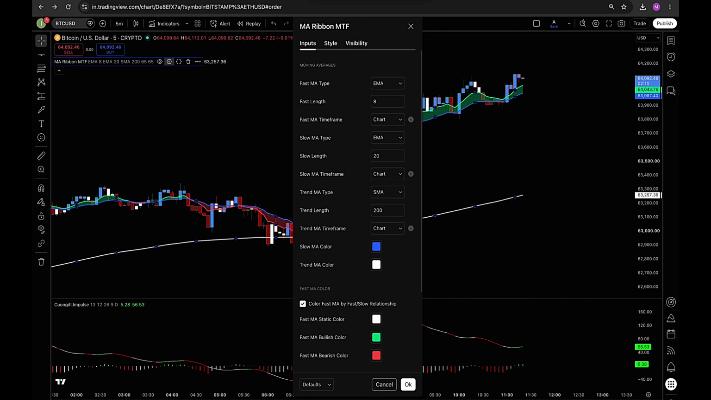After that, the slow MA type is EMA. Leave it as it is. The slow length is 20, but you should change it to 21. So here we'll use 21, 8, and 21, okay? After that, the slow MA time frame is set to chart. Leave it as it is.